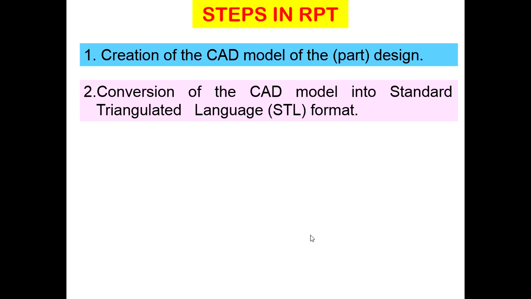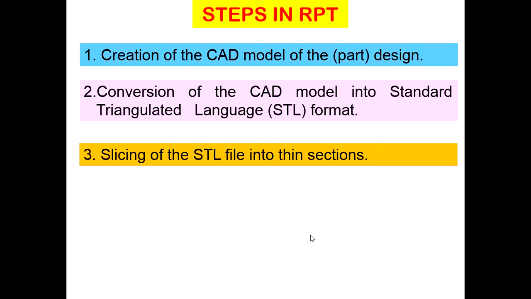Then conversion of this CAD model will be done into the standard triangular language format, that is called the STL format. So this CAD model will be saved in this STL format. That is the conversion of the CAD model into the STL format, that is the second step. Then third one, slicing of this STL file into thin sections. This will be your third step.